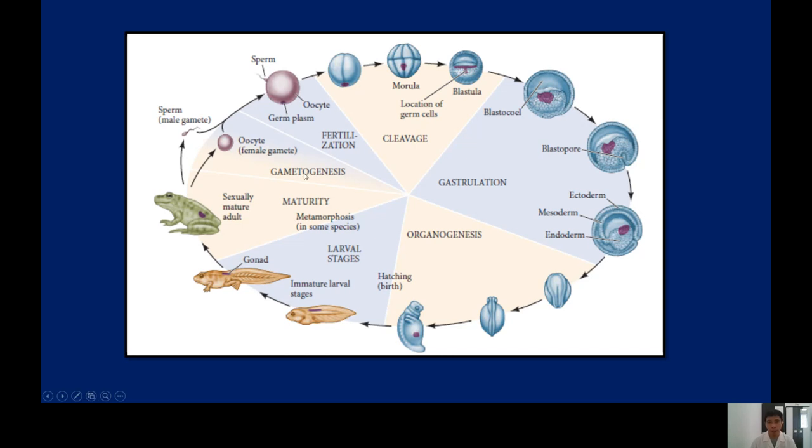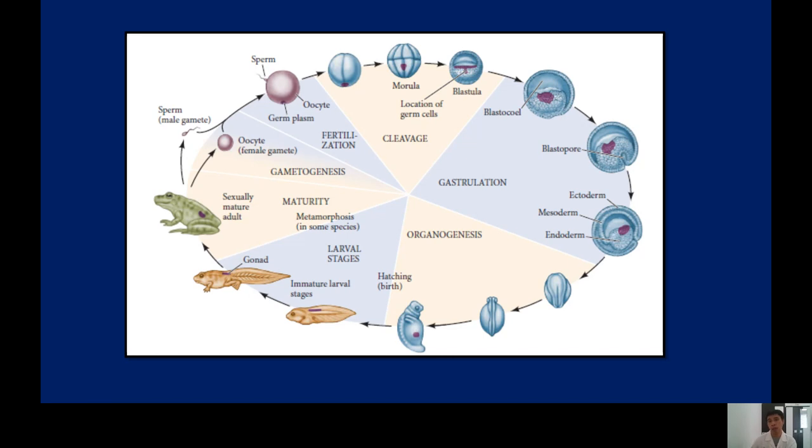Starting from gametogenesis, the female will produce the egg and the male will produce the sperm, and they will undergo fertilization when the sperm meets the egg. Upon fertilization, it will form the zygote, and the zygote will undergo cleavage, mitosis and divisions multiple times, to form the blastula.